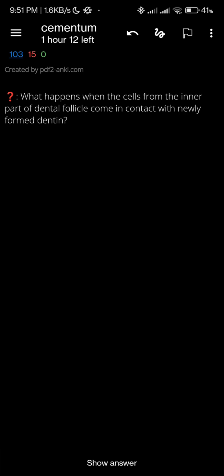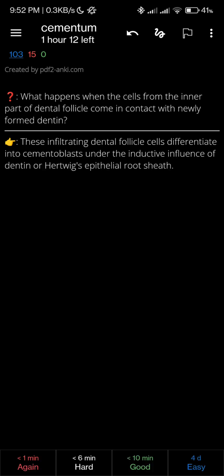The infiltrating dental follicle cells differentiate into cementoblasts due to the inductive effect of dentin and/or Hertwig's epithelial root sheath. What are the major proteins found in the non-collagenous matrix of cementum? We have bone sialoprotein and osteopontin.